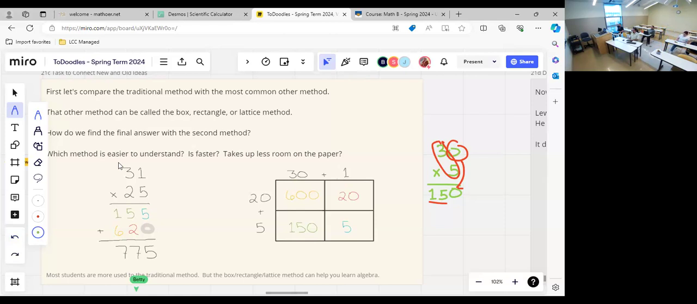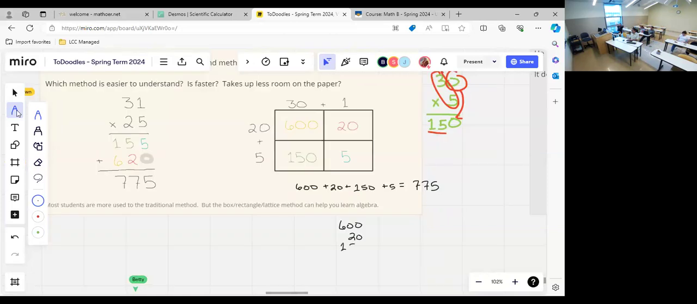So we have to add them all up. So 600 plus 20 plus 150 plus 5. And we're at 775. If you want to see me add them up, I can. Let's write it out better. 600, 20, 150, and 5. Line up everything nicely, right? The ones column has to match up. So 5, 7, and 7. So the answer is the same.